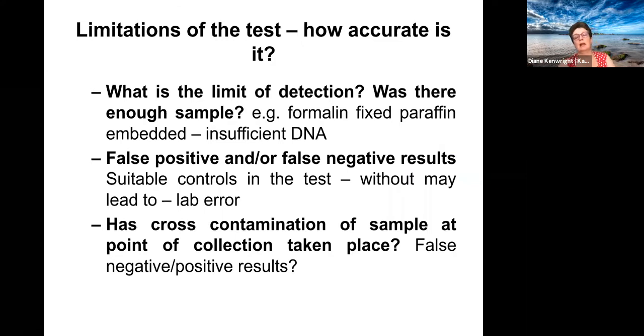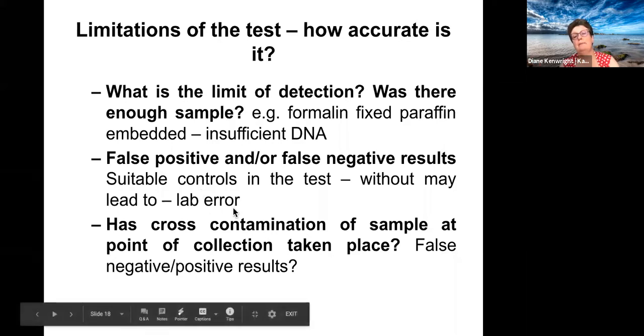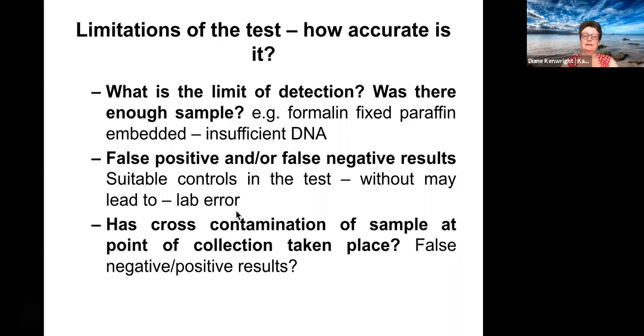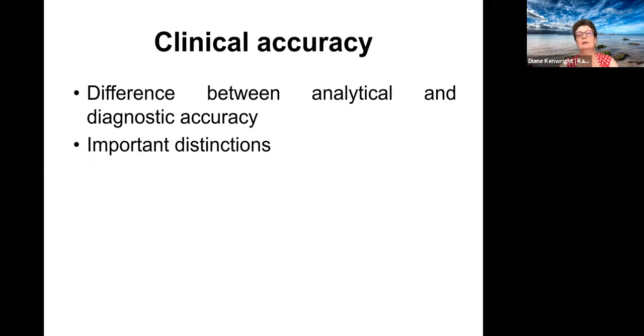Okay, so limitations of a test. There could have been insufficient DNA. Maybe there was a false positive because it was old DNA rather than a live infection. Maybe the controls went wrong, or maybe there was cross-contamination of the sample at the point of collection. So there's lots of things that can influence how accurate a test is.